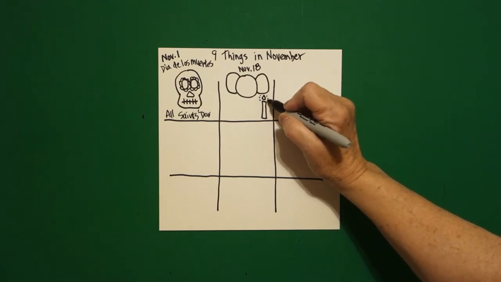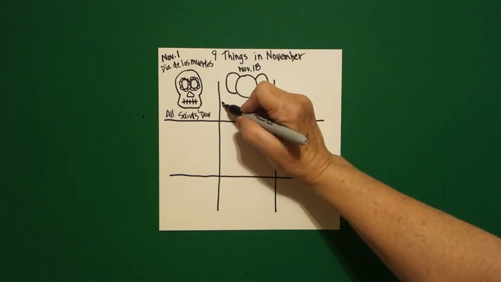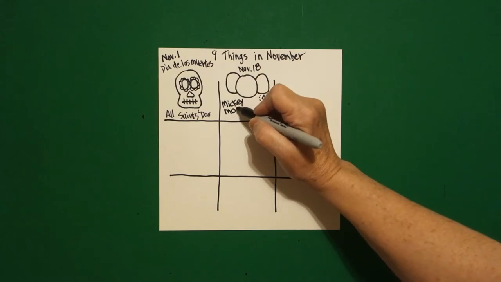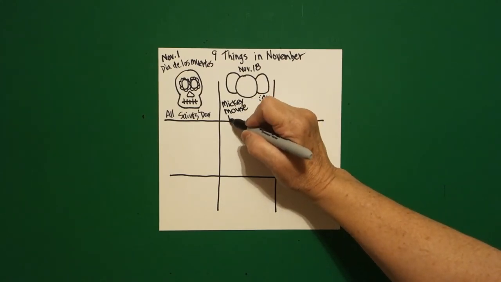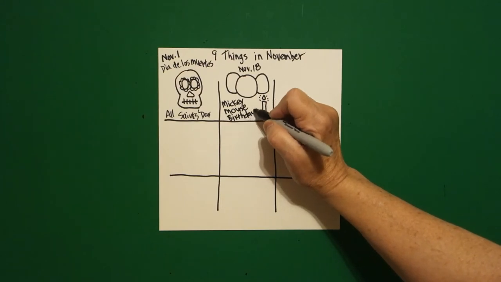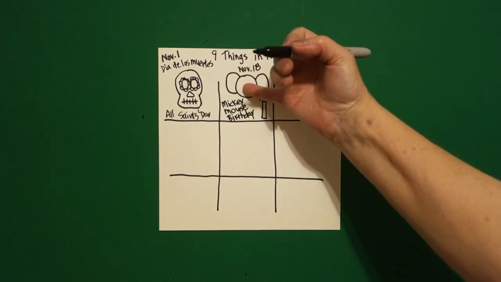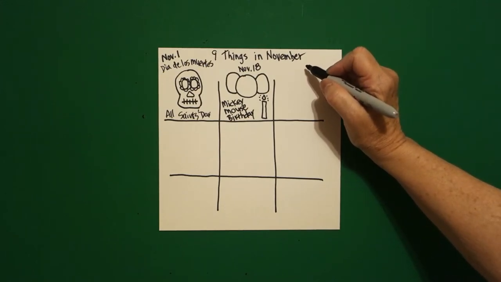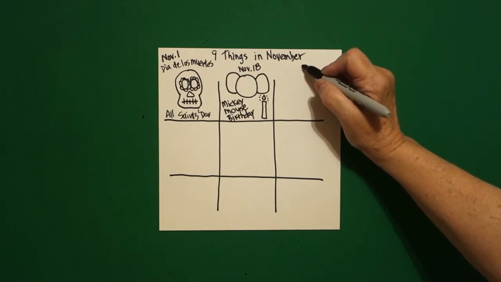This is a birthday symbol because it is Mickey Mouse's birthday, November 18th. When we color this in, you'll see you don't even have to really do anything else to draw him. Okay, now come over to the next space.